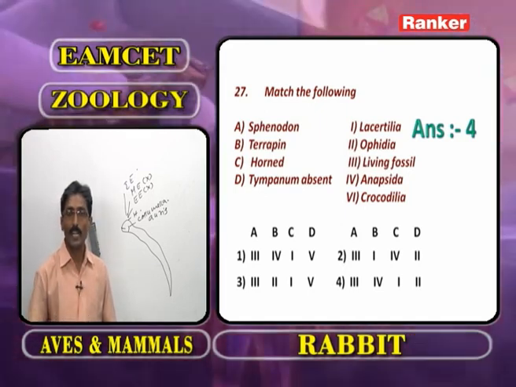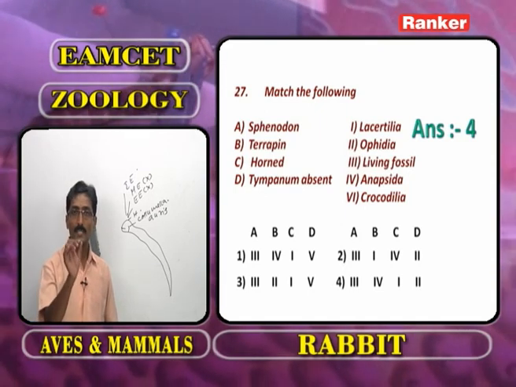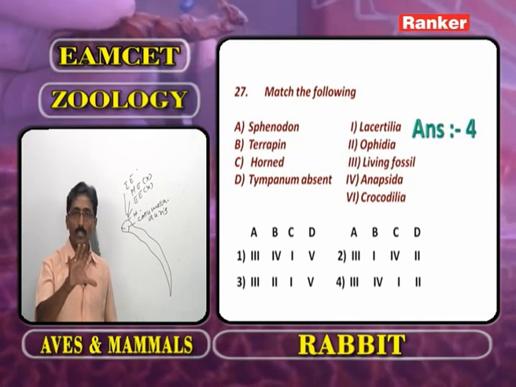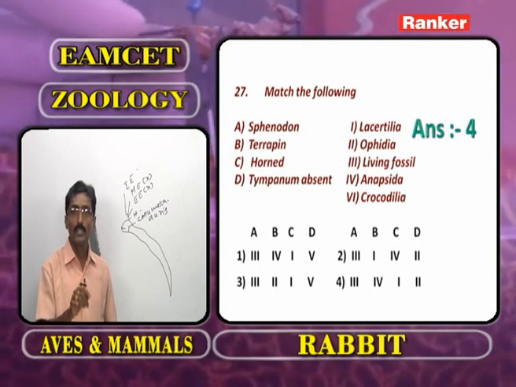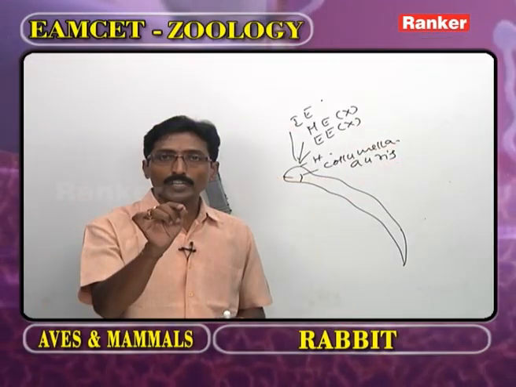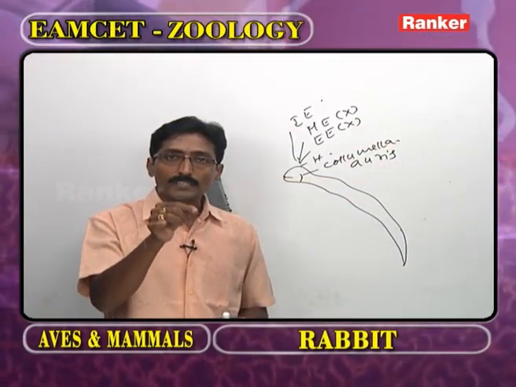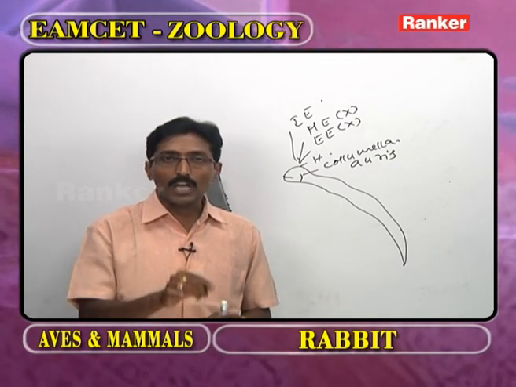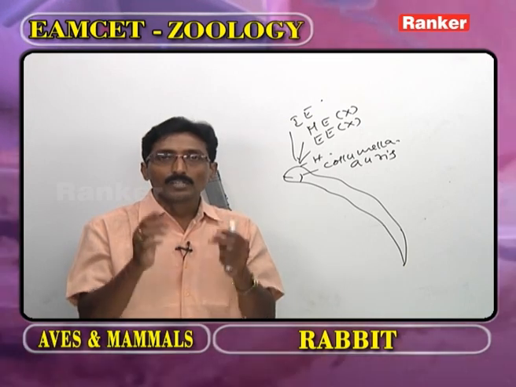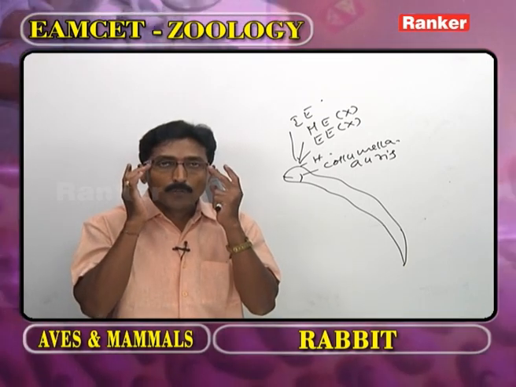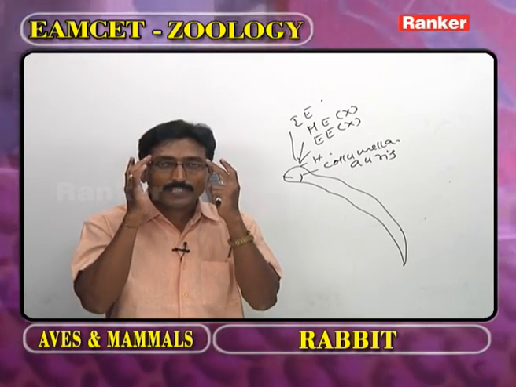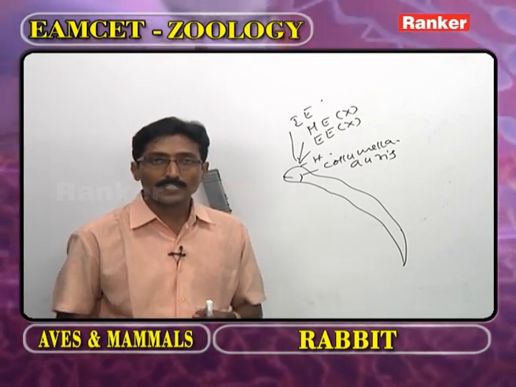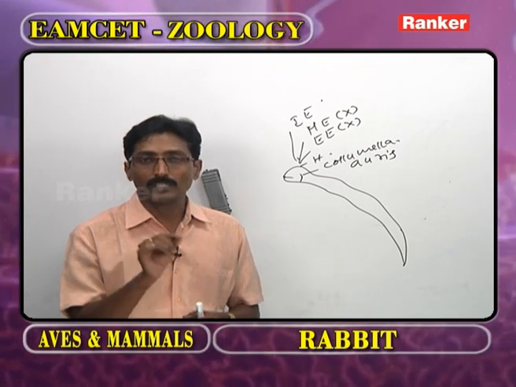What about the terrapin? The chelonians in Telugu are called tabelu. As we observe, the chelonians that live in freshwater are called terrapin. Now, in terrapin, what is absent? The openings are absent in the temporal region. So, what type of skull in the terrapin? Anapsid.